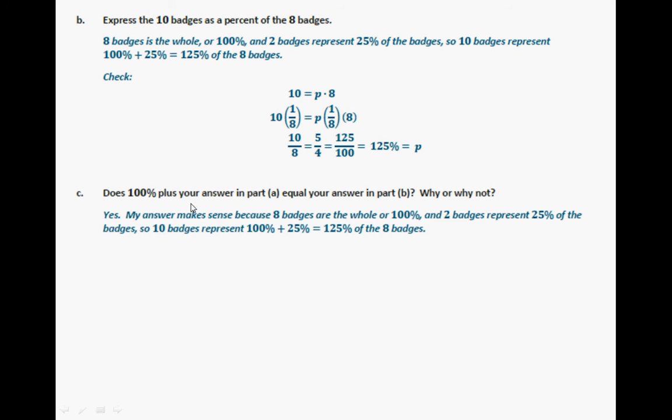Does 100% plus your answer in part A equal your answer in part B? Why or why not? So yes, the answer makes sense because 8 badges are the whole, or 100%, and 2 badges represent 25% of the badges. So 10 badges would represent 100% plus 25%, or 125% of the 8 badges.